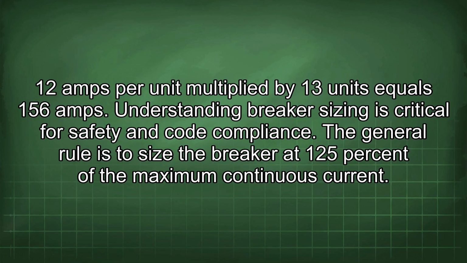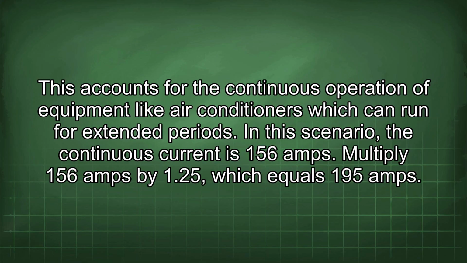Understanding breaker sizing is critical for safety and code compliance. The general rule is to size the breaker at 125% of the maximum continuous current. This accounts for the continuous operation of equipment like air conditioners, which can run for extended periods.